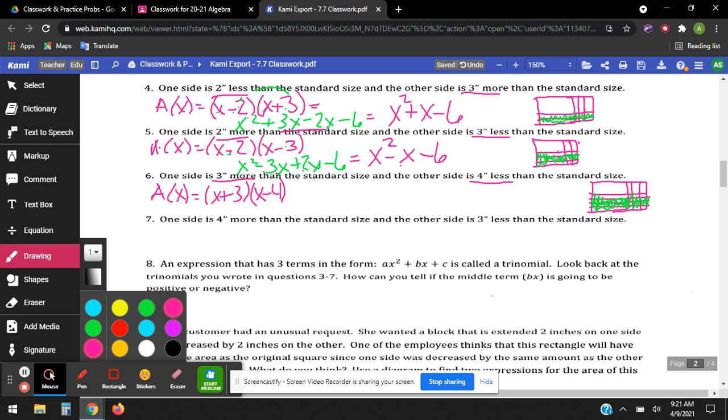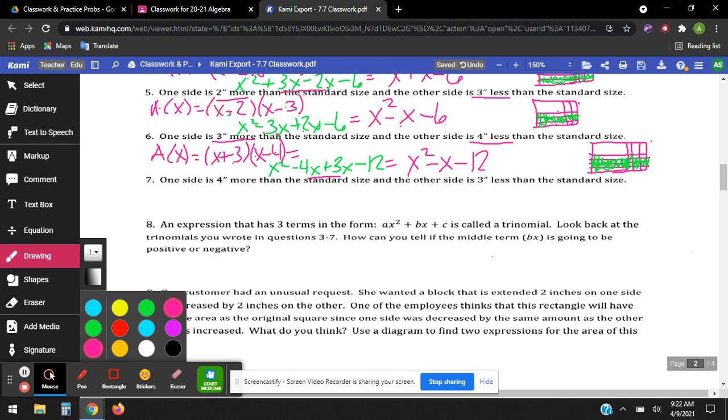And so when I go to distribute, I have x squared, and then I have minus 4x plus 3x, and 3 times a negative 4 is a negative 12. So I'm left with x squared, negative 4 plus 3 is negative x, minus 12. And that's right, if I'm taking away 4, but I'm only putting 3 more on, then I'm going to be short 1 rectangle on there.